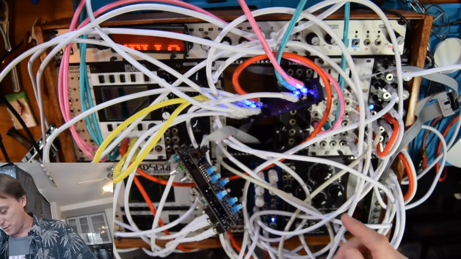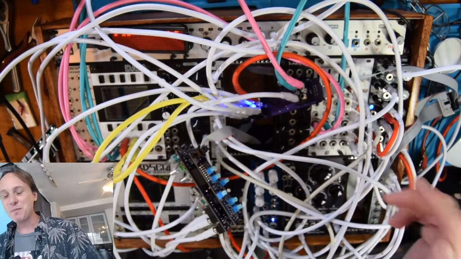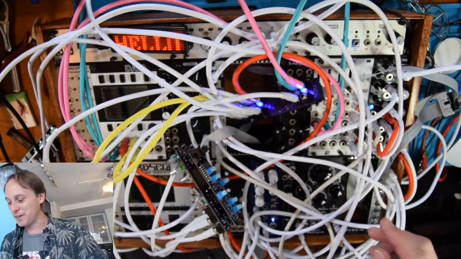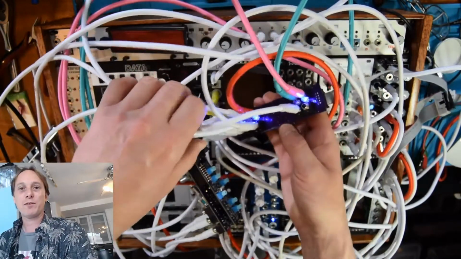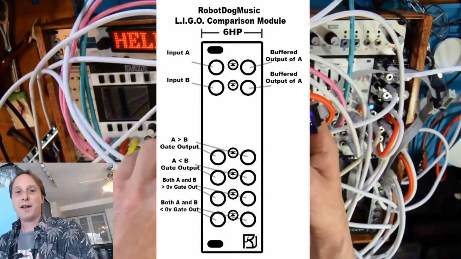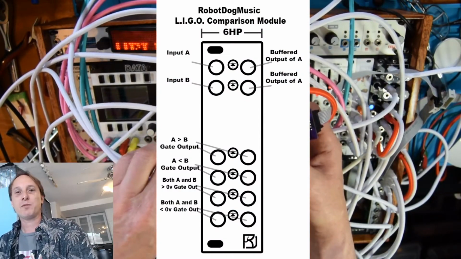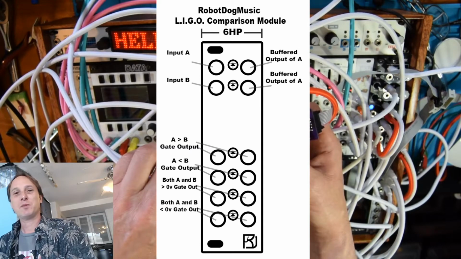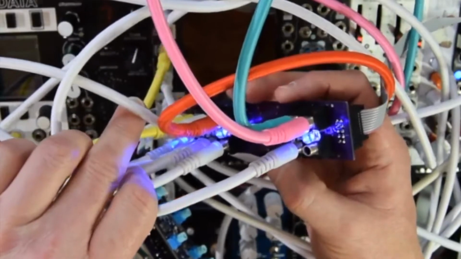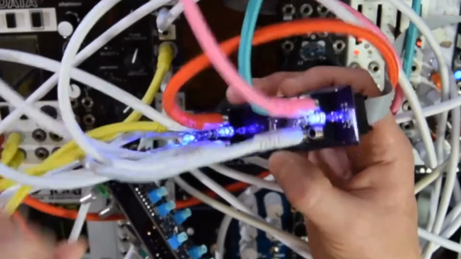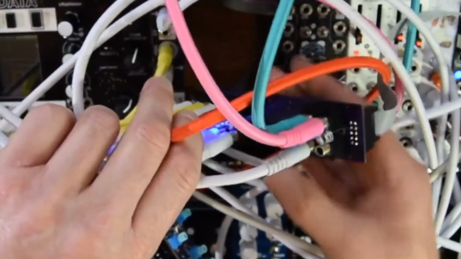You've just been listening to a lot of stuff. This is probably a little overpatched, but I wanted to leverage as much as I possibly could. This is the next new module coming from RobotDogMusic, LIGO, not named after the gravitational wave observatory, but it does kind of a similar thing where it is observing waves and just does some logic operations on them to give you a whole lot of options for outputs. And you can see there's a whole lot of outputs on this particular module.